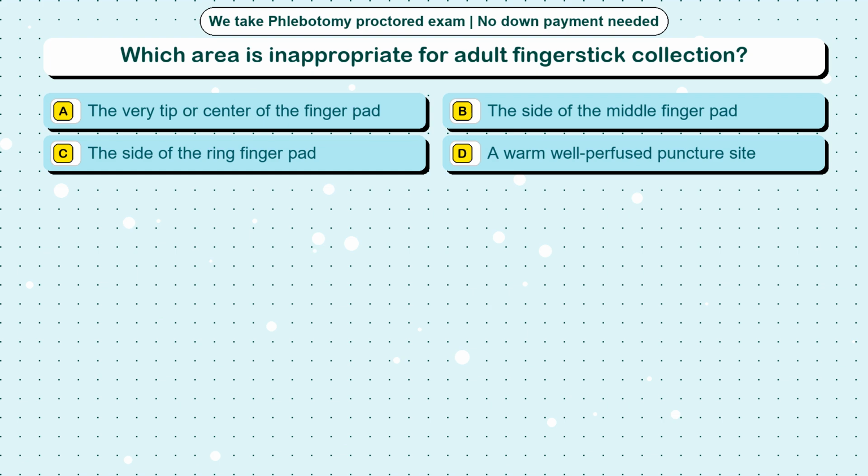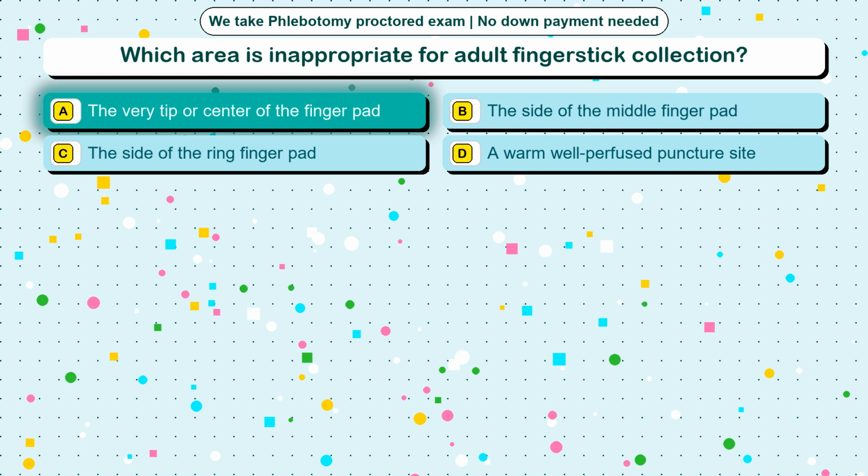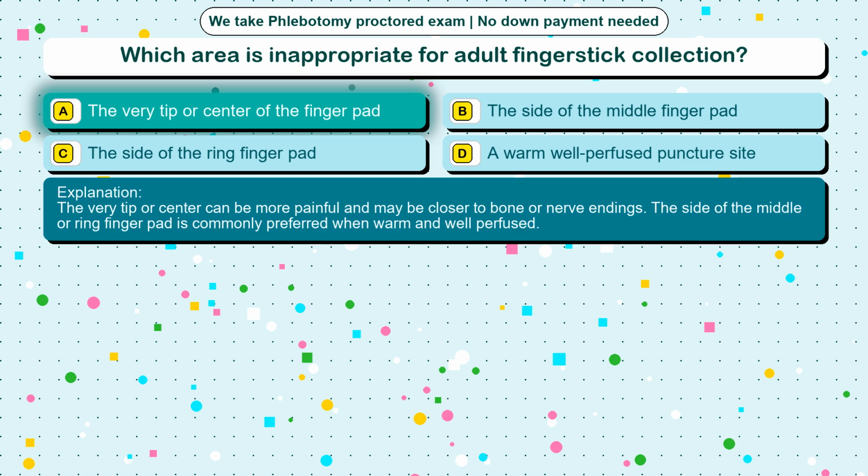Question 90. Which area is inappropriate for adult fingerstick collection? Option A, the very tip or center of the finger pad. Option B, the side of the middle finger pad. Option C, the side of the ring finger pad. Option D, a warm well-perfused puncture site. The correct answer is option A, the very tip or center of the finger pad. The very tip or center can be more painful and may be closer to bone or nerve endings. The side of the middle or ring finger pad is commonly preferred when warm and well perfused.